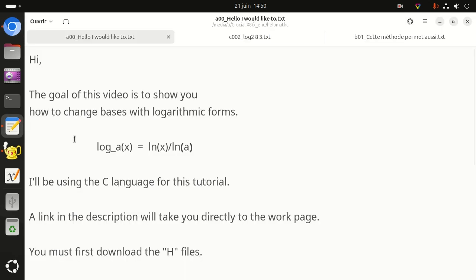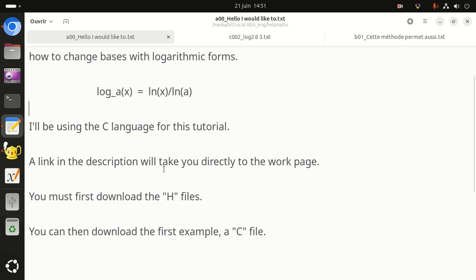Hi, the goal of this video is to show you how to change bases with logarithmic form. For example, the logarithm of x in base a is given by the logarithm of x divided by the logarithm of a. The logarithm of x in base a is equal to ln of x divided by ln of a. I'll be using the C language for this tutorial. A link in the description will take you directly to the work page.